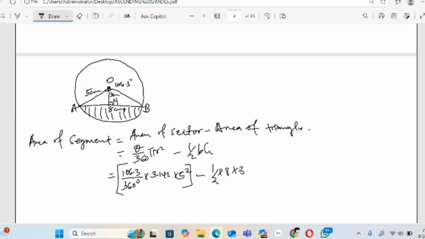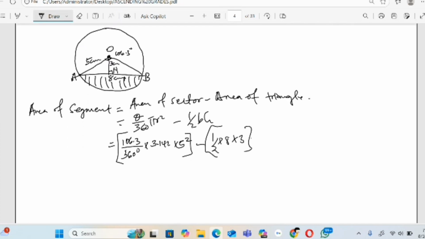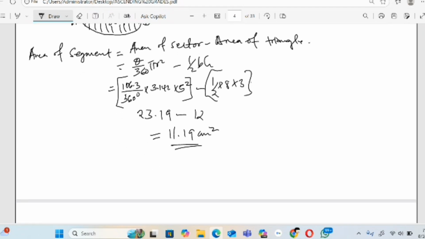So when you work this one in brackets, you are going to get 23.19 minus 12. So you will arrive at 11.19 square centimeters. So that is the way you arrive at the area of that shaded region as shown. So that is one example. We can move to another example.